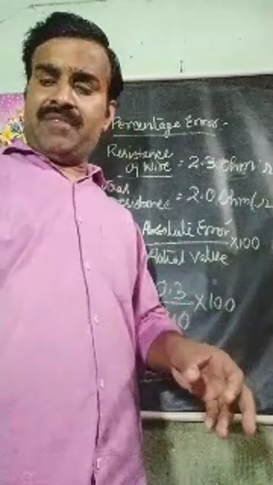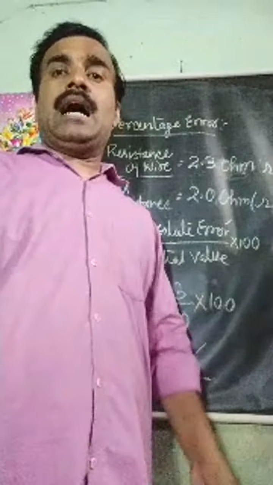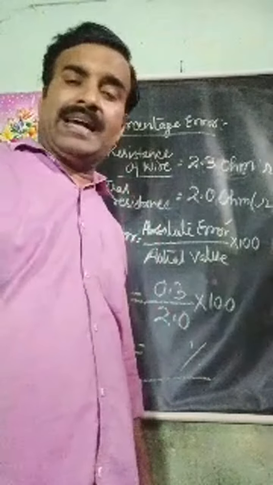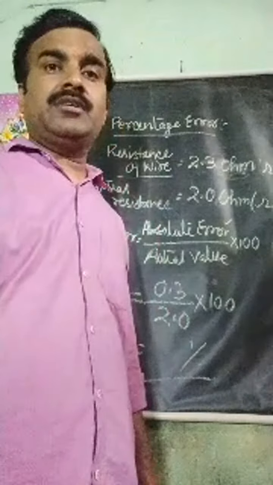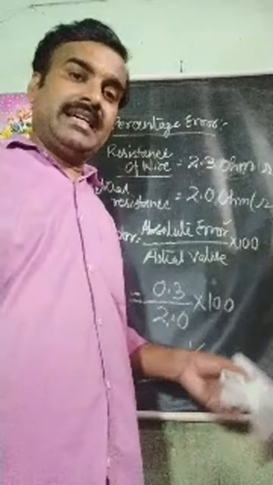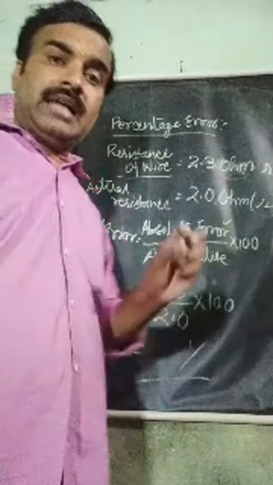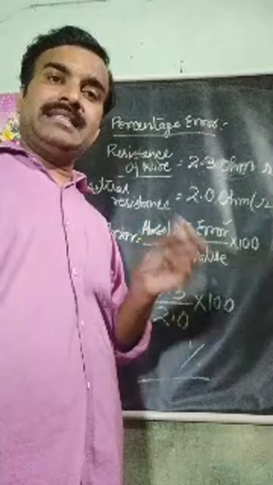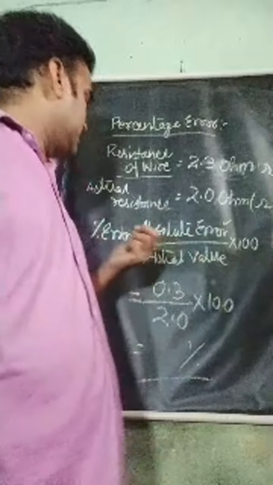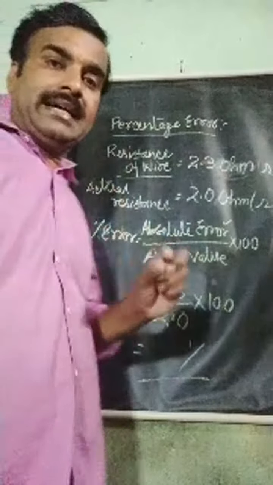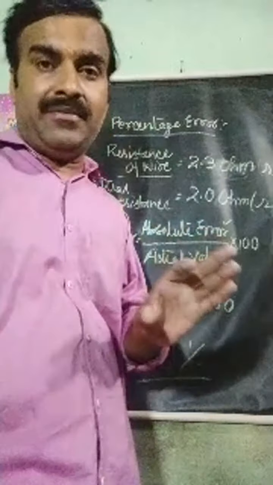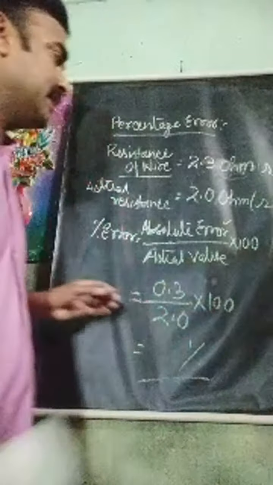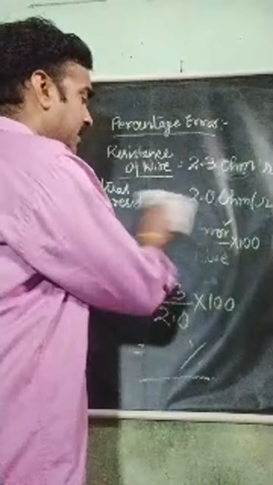Because in our daily life we are getting different types of objects, and so the possibility of error will also be there. So if we know the experimental value and if we know the actual value, then easily we can calculate the percentage error of the given object. Easily we can calculate. Okay, now come to the next topic, that is the significant figure.